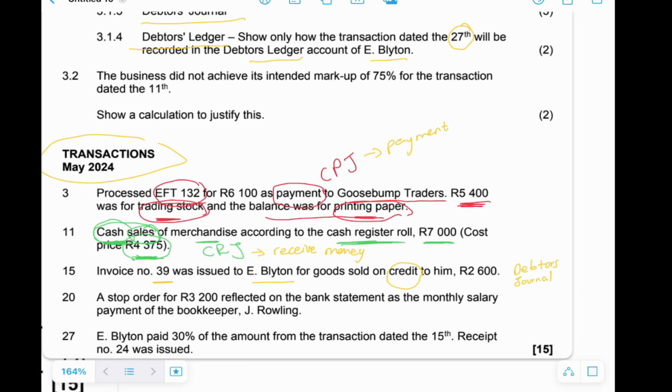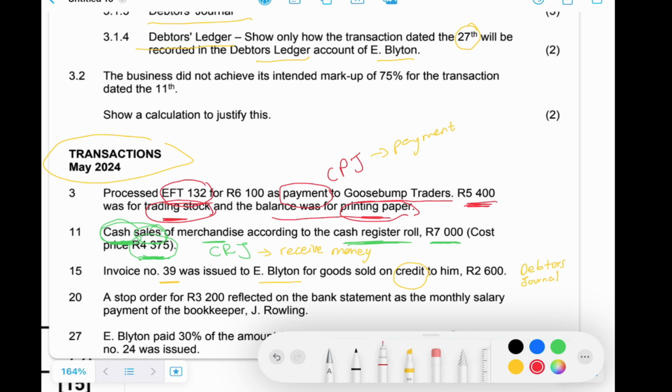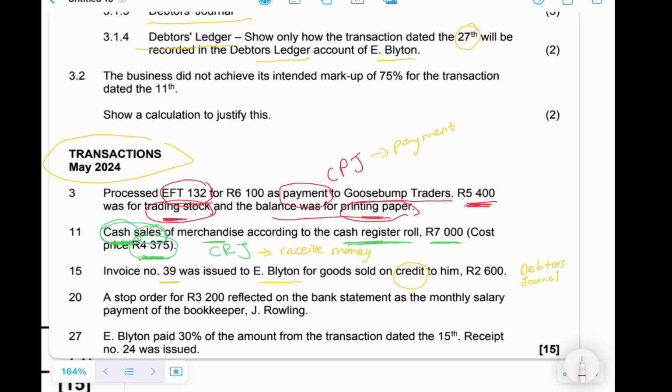So moving on to day 20, it says a stop order for 3,200 reflected on the bank statement as the monthly salary payment of the bookkeeper. So we analyze our transaction. This amount reflected on the bank statement shows that it has been taken from our bank account to pay the monthly salary for the bookkeeper. So what happened is that we made a payment. Whenever we make a payment, we go to the CPJ.